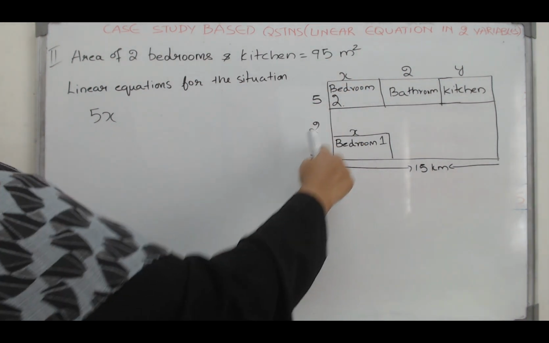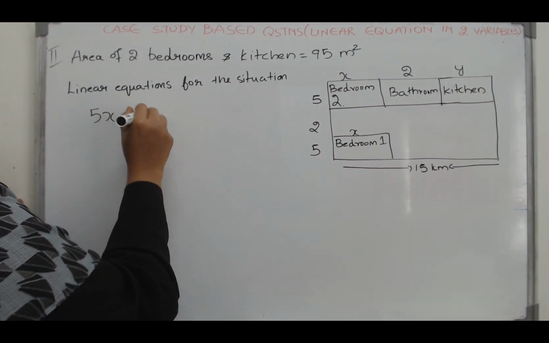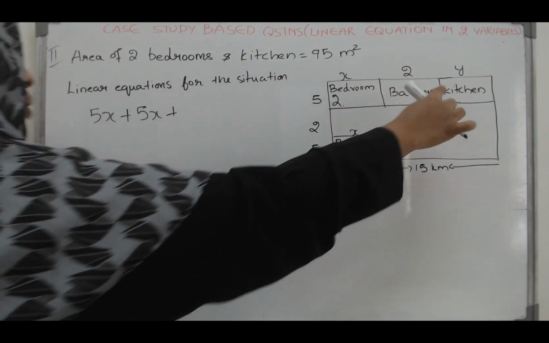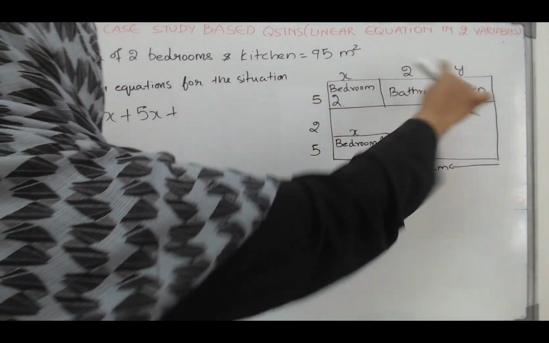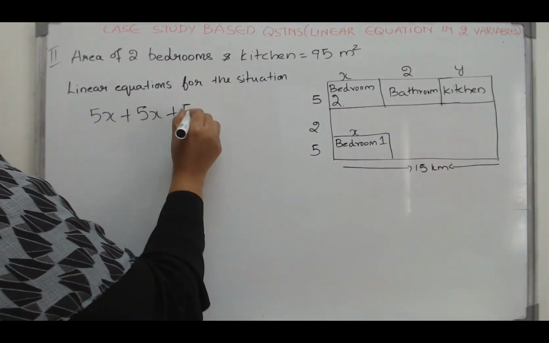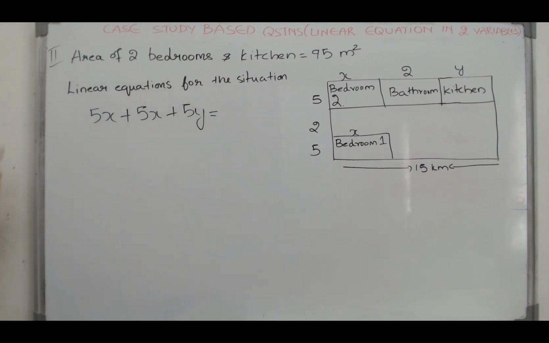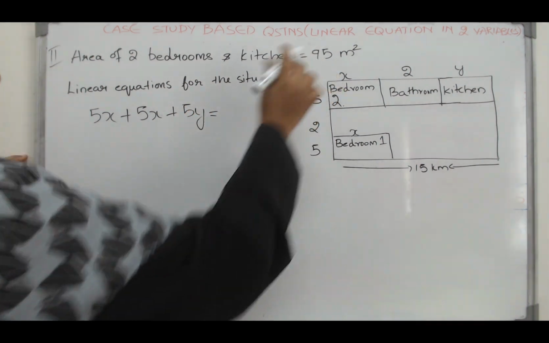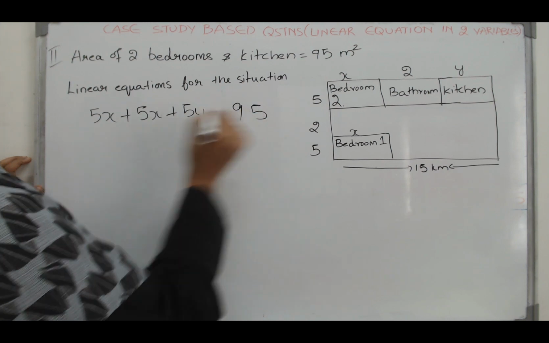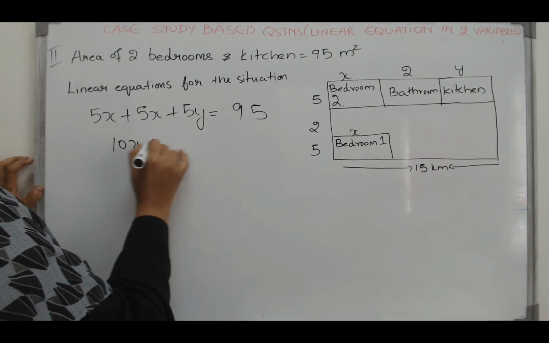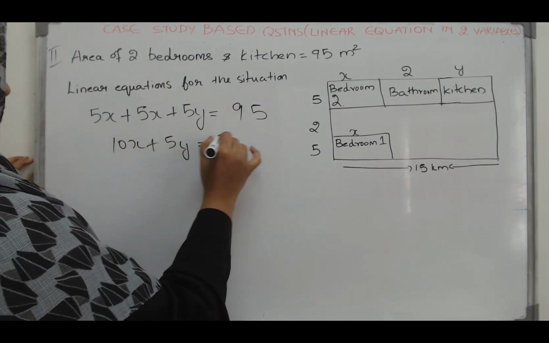Now what about the other bedroom? Again a 5 into x. And what about the kitchen? A 5 into y. And all of these areas together is how much? It is 95. So you have 10x plus 5y is 95.